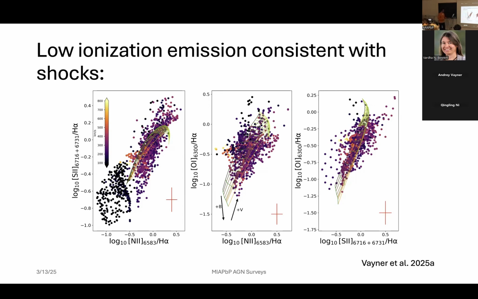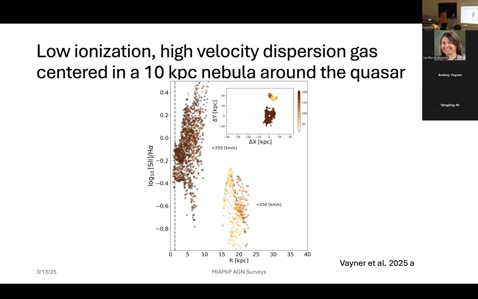But there's a lot of these points that are very much consistent with low ionization due to radiative shocks. What's really even more interesting is that now if we look at the line ratio versus distance, we do see that this concentration of elevated line ratios, again, this is color-coded to velocity dispersion, so the brown points are velocity dispersion greater than 200 kilometers per second, is really concentrated in this roughly 10 kiloparsec nebula surrounding the obscured quasar.